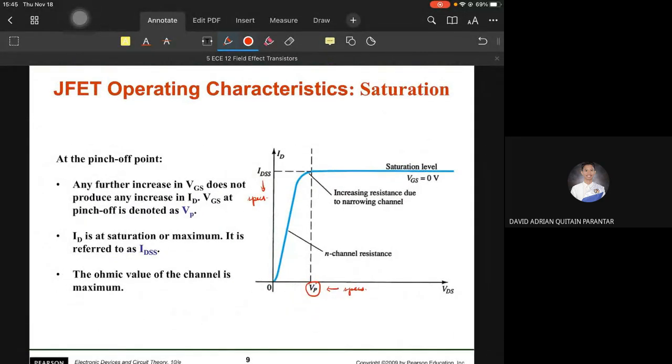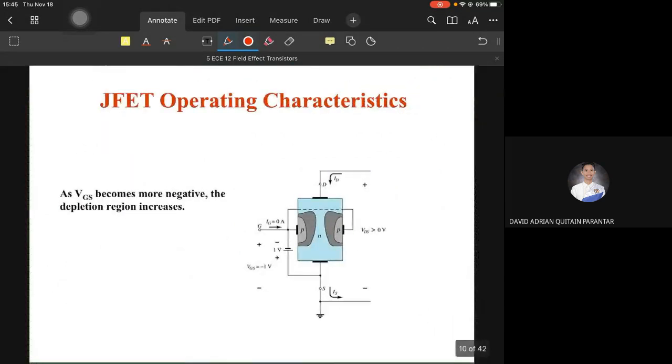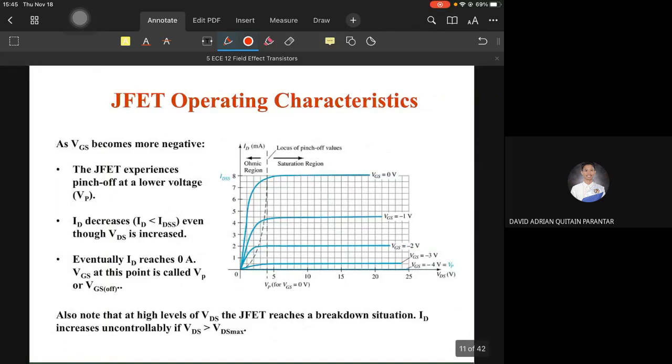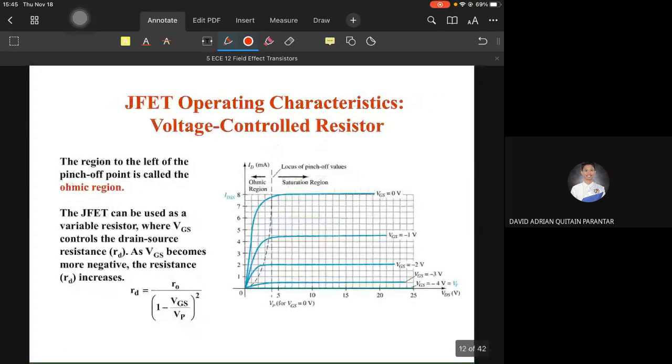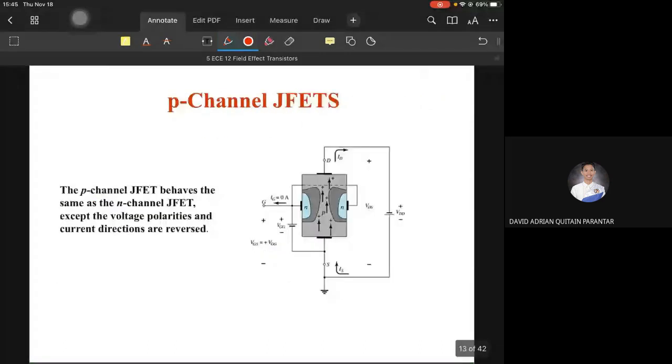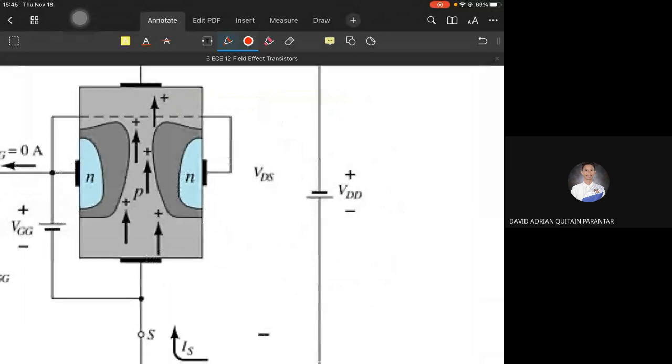So that's how JFETs work. Easy for us to understand. P-channel JFETs work the same way, you just reverse the source, like in the BJT. If we use a PNP BJT, we just reverse the source.